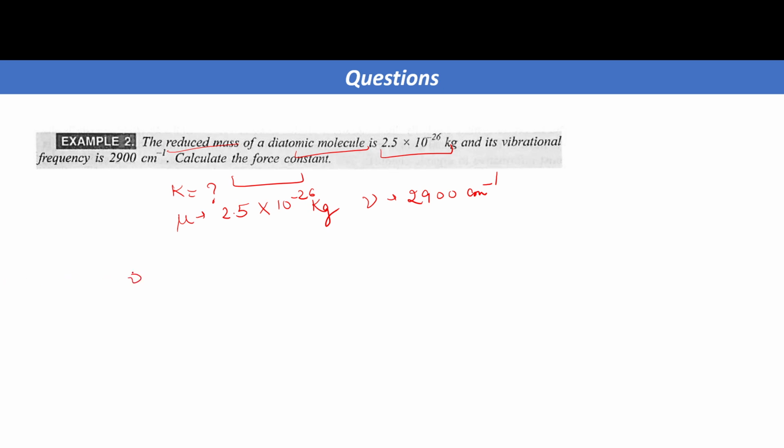We will use the same formula: wave number equals 1 upon 2 pi c, under root k by mu. Now we have to calculate the force constant, so we can write this formula as k equals, just squaring both sides, 4 pi square c square mu into wave number whole square. Now just put the values.